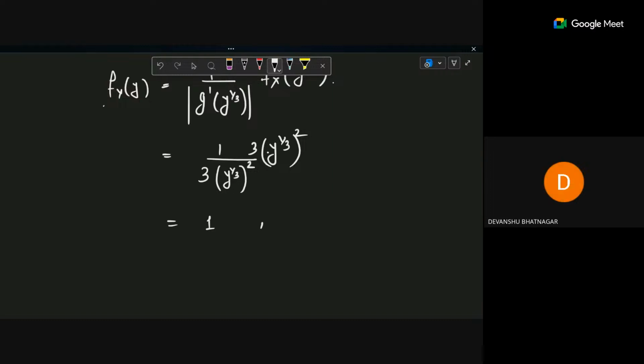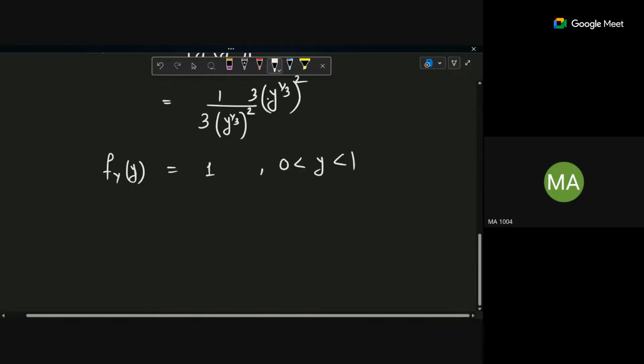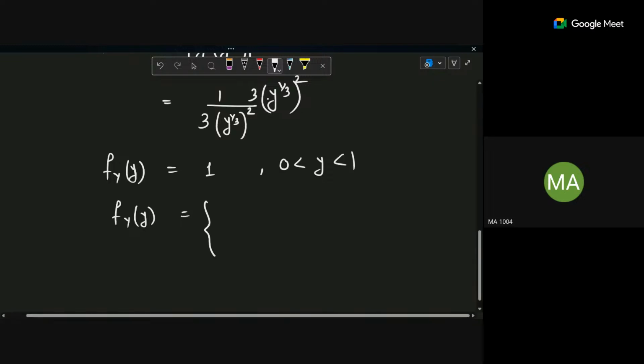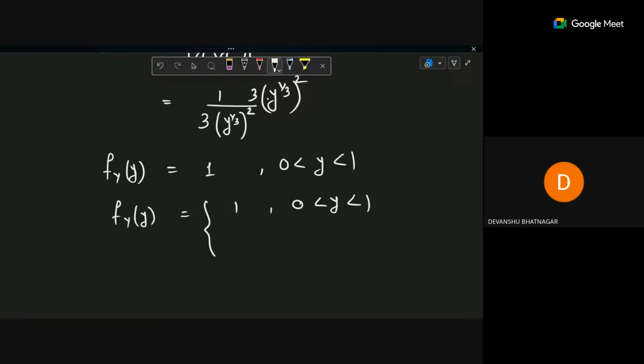for the range. What will be the range? This is not for all, right? f y of y is equal to 1 for y between 0 to 1. Then your y will range between 0 to 1. Okay. So your PDF is given as 1 if y lies between 0 and 1, and 0 otherwise.